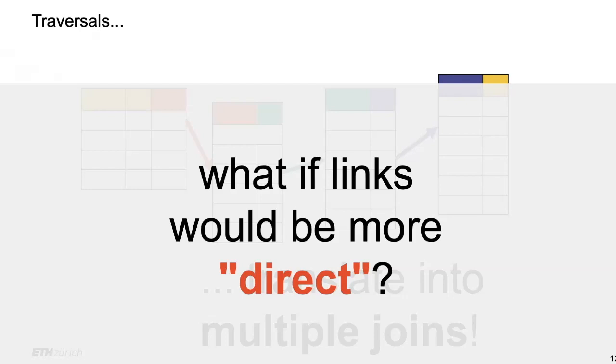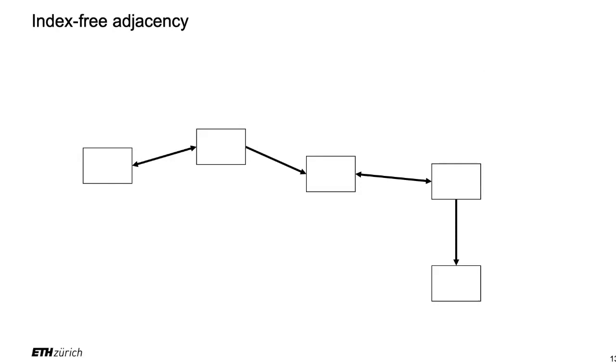And so the core question that the graph database people started asking is, what if the links there would be more direct, not going through a full scan of a table, not going through an index like B+ tree or hash index in order to retrieve the nodes? What is the most direct way that we have in a computer to follow a relationship? Pointers, exactly. That's the idea. What if we use pointers? That's exactly the idea of graph databases.